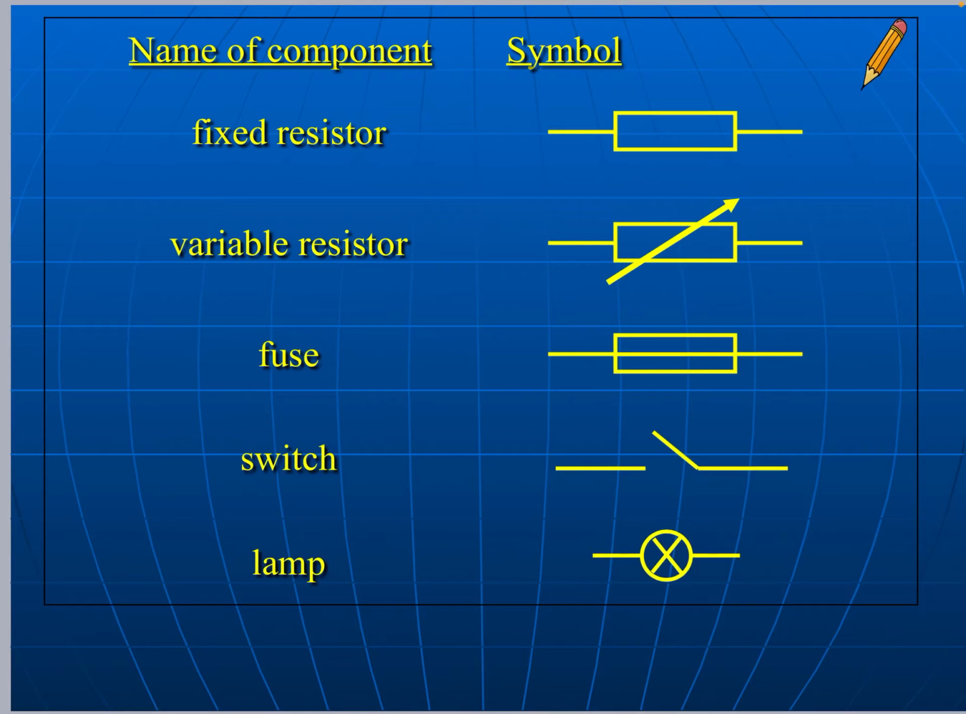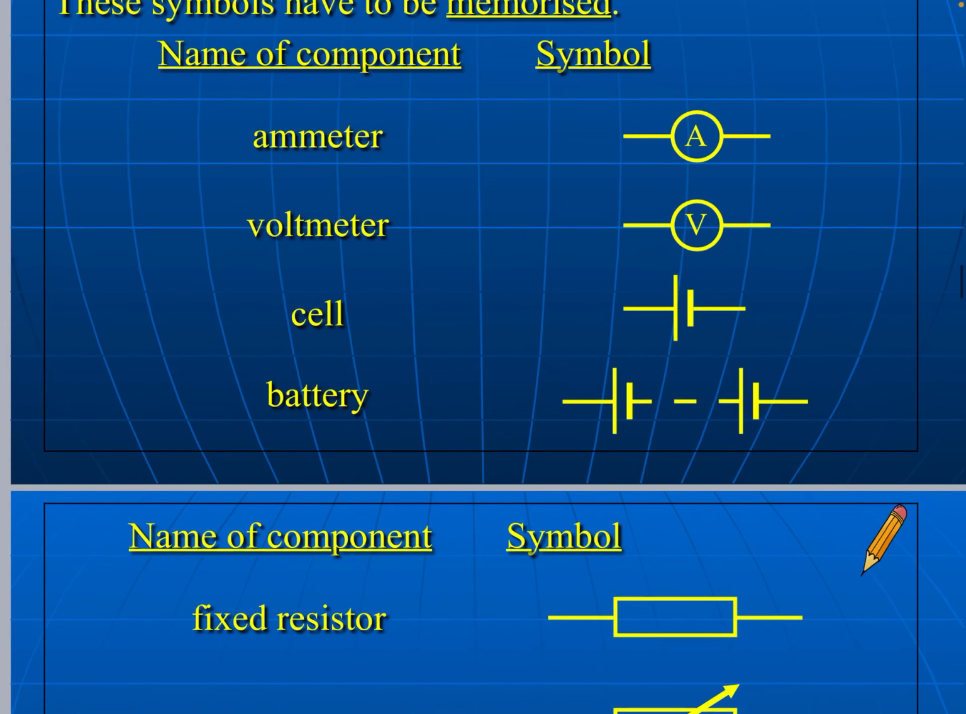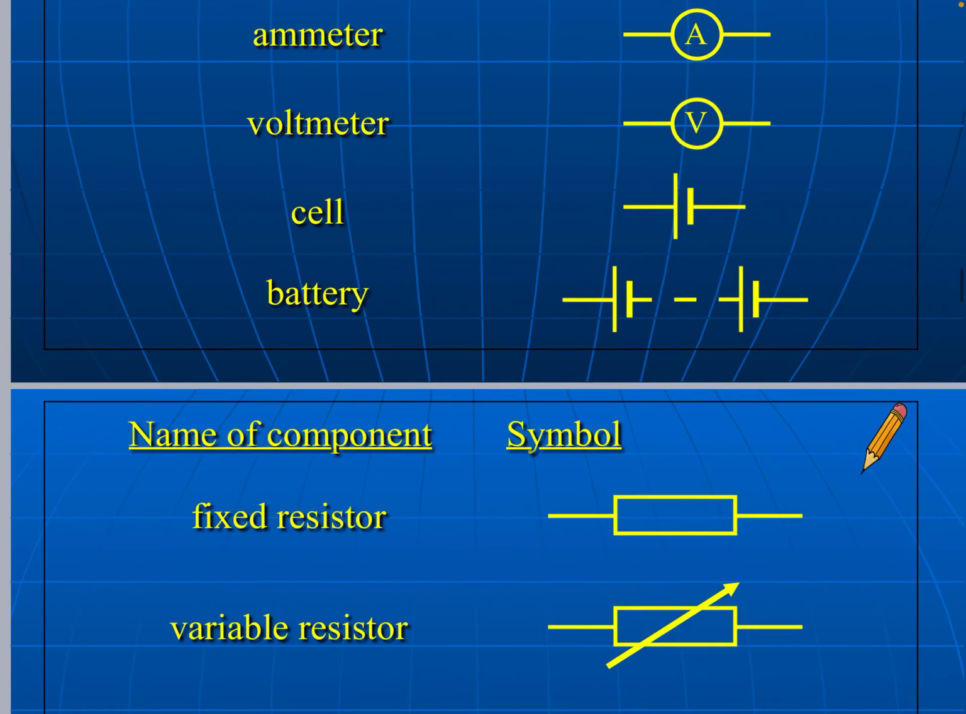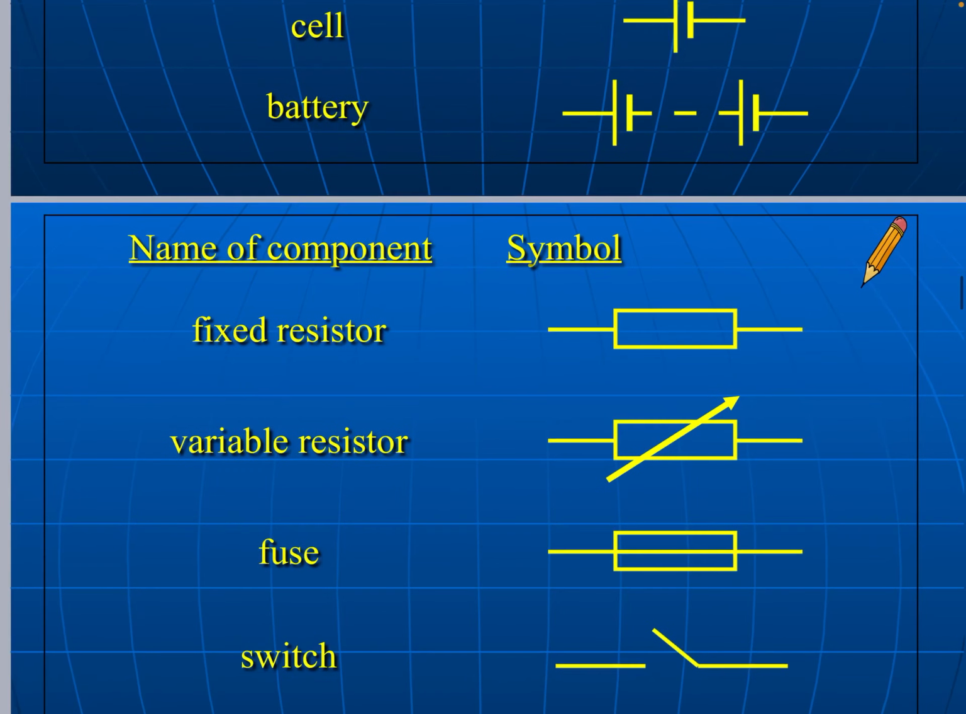So there's a resistor. Oh, sorry, I'll just go back up here a second. So an ammeter is the meter that you use to measure current, and a voltmeter is what's measuring voltage. A cell and a battery are similar. So a cell is a single cell, and a battery is actually lots of cells joined together. So that's just two different ways of doing a power supply, basically. Or a power source, not power supply.